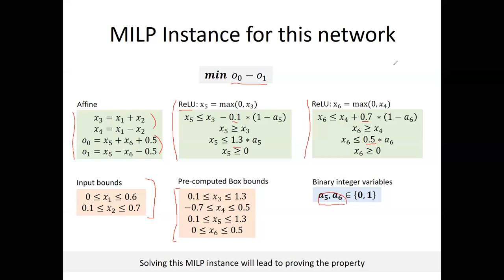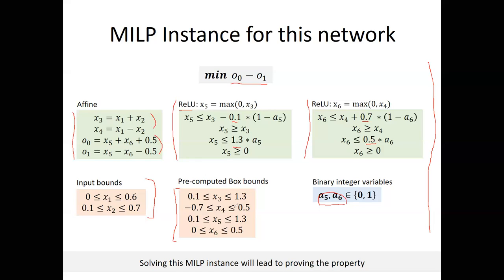So this is your MIP instance, right? You can feed this MIP instance to your mixed integer linear solver, and it's going to be able to prove the property that O0 is strictly greater than O1, using all of these constraints that we have accumulated here.